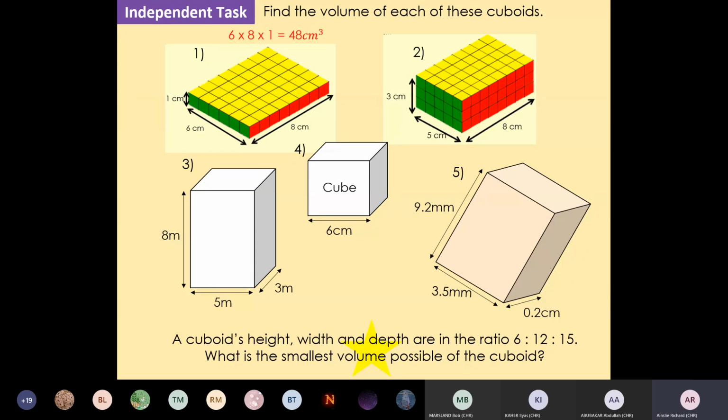So, question 1, it was a funny answer. 6 times 8 times 1, which gets you 48 cubic centimeters. Question 2, 5 times 8 times 3, which gets you 120 cubic centimeters. Question 3 is now on the screen. Question 4 is also now on the screen. Question 5 is quite tricky, had some decimals thrown in there, but it is also now on the screen. And if anyone did the star question, that's also now shown on the screen.